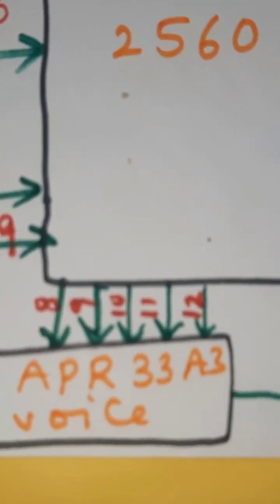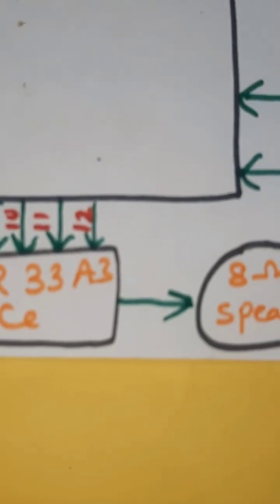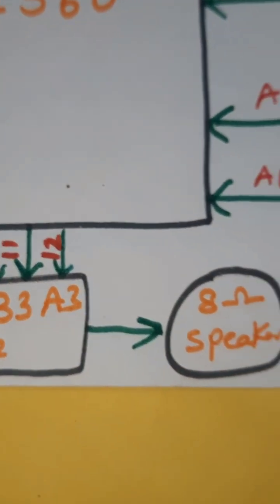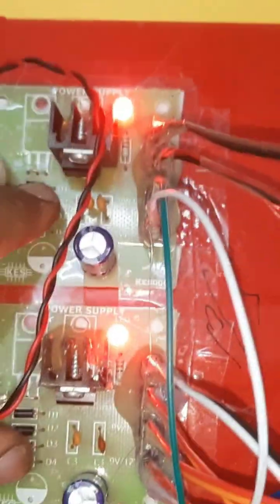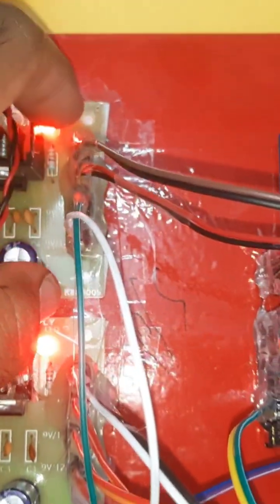The APR33A3 voice record and playback IC is connected with the 8 ohm speaker. Those are connected with pins 8, 9, 10, 11, 12. Here we are using a 0 to 9 volts adapter power source, and it gives to a bridge rectifier, filter capacitor, 7805 regulator and LED.